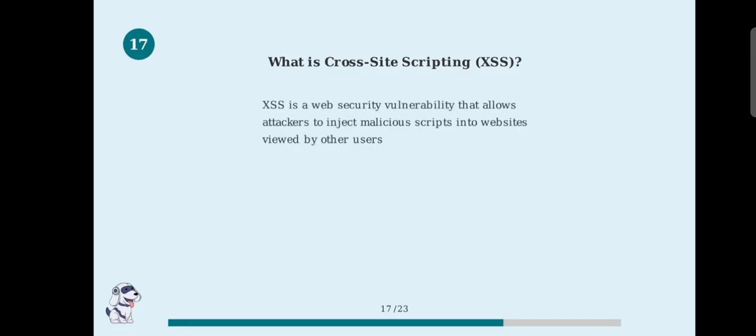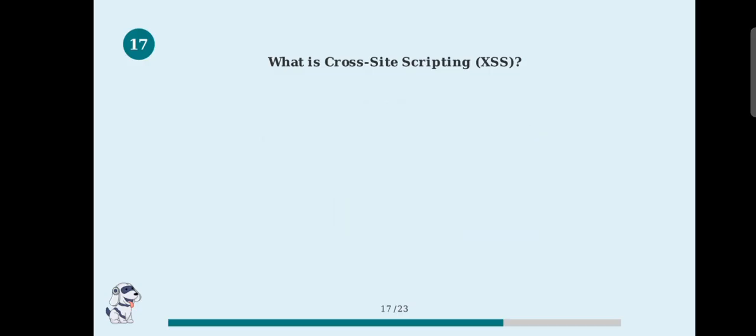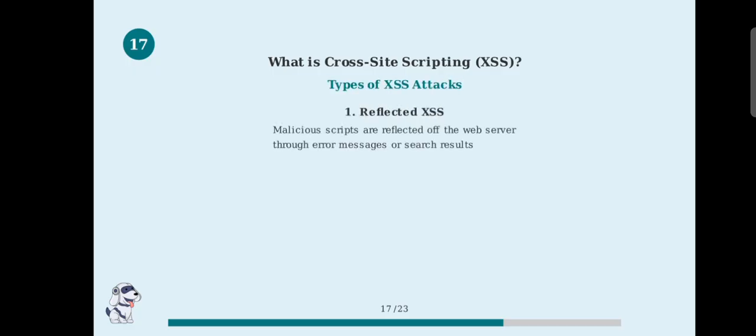Question 17. What is cross-site scripting, commonly known as XSS? Cross-site scripting, or XSS, is a critical web security vulnerability that allows attackers to inject malicious scripts into websites that are then viewed by other users. When a user visits the compromised website, the malicious script executes in their browser, potentially stealing sensitive information like session cookies or personal data. There are three main types of XSS attacks.